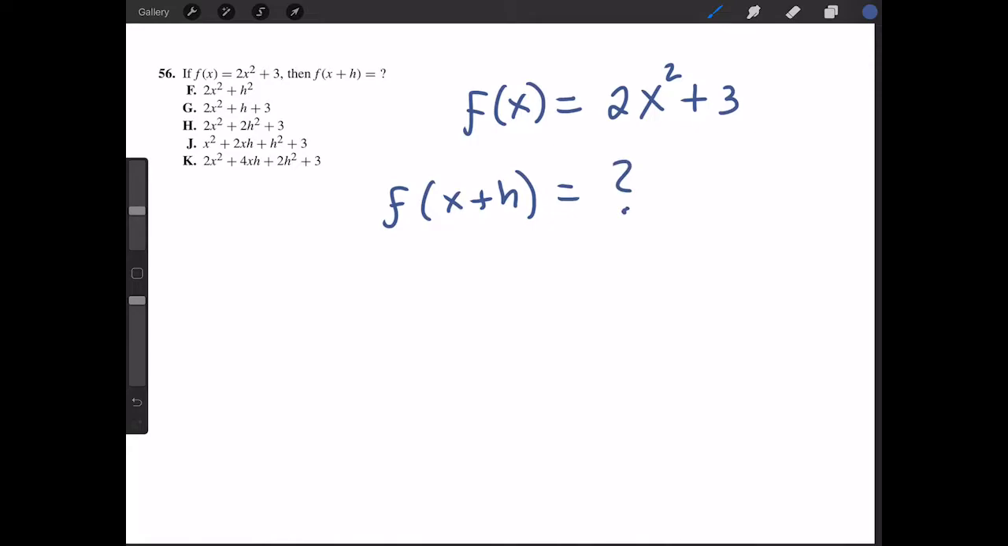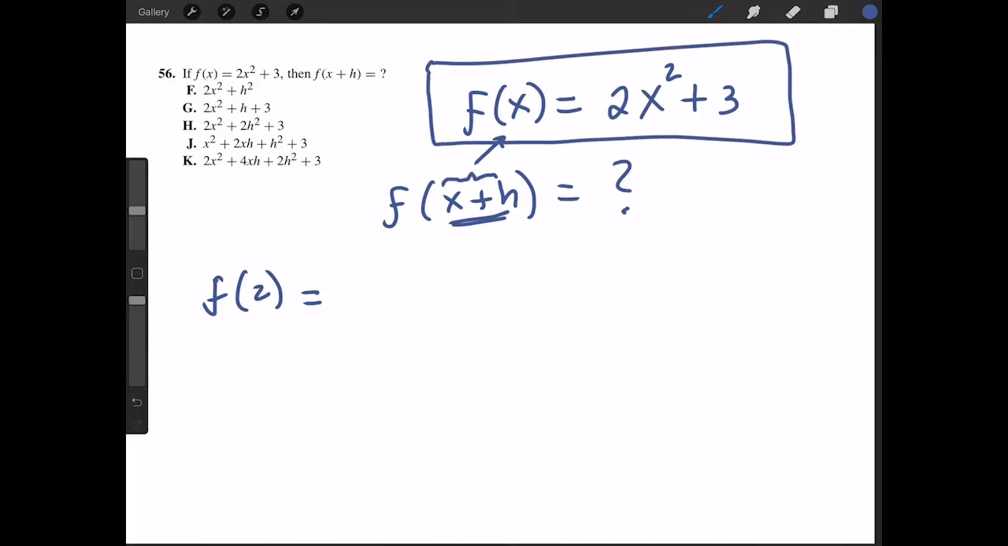So don't be confused by this. All they're saying is replace x with x plus h. They could have asked, for example, what's f of 2? In that case, you would have replaced x in the function. This is the way the function is defined.